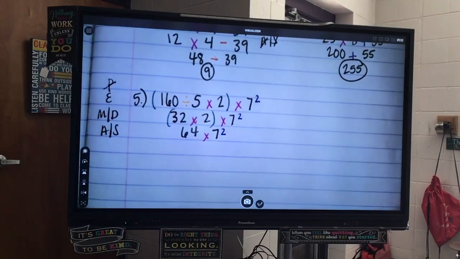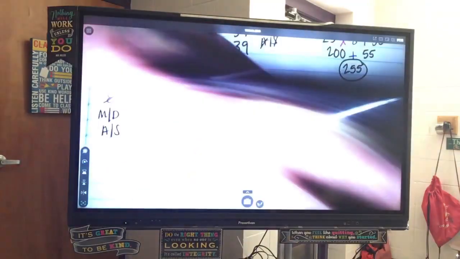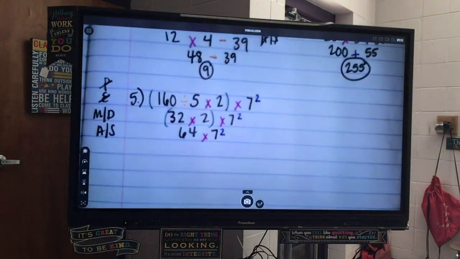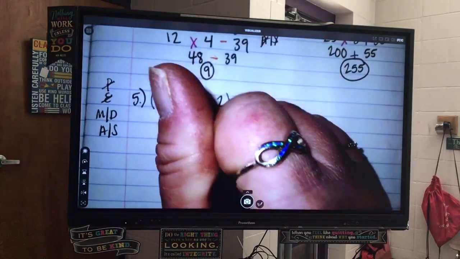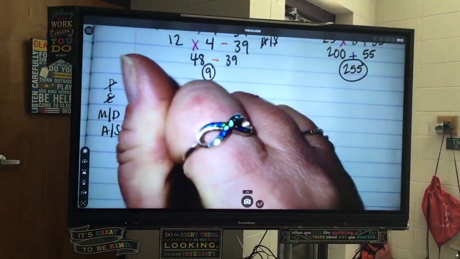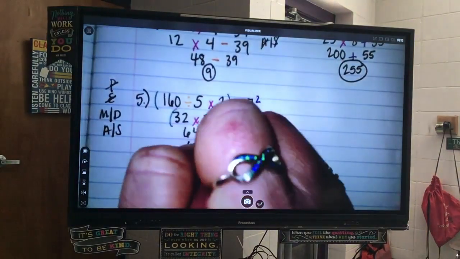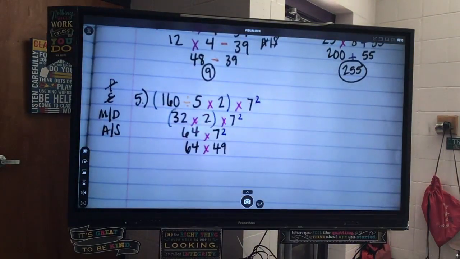Alright, now what are we looking for? Leo, what comes next? Do we have exponents, Leo? Alright, what is 7 times 7? 49. Alright, so we're done with our exponents, and then we have to do 64 times 49.